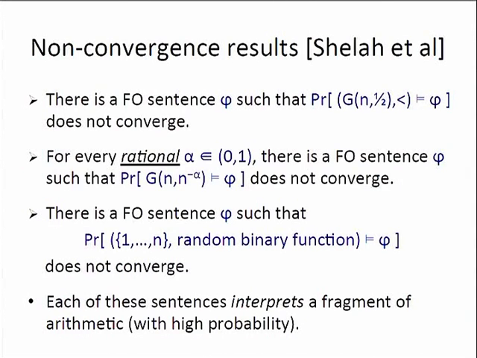And similarly, if we look at a rational number alpha between 0 and 1, then there's a first order sentence phi in the language of unordered graphs such that the probability that G(n, n^(-alpha)) satisfies phi does not converge. And similarly, if we look at a random binary function instead of a random unary function, then again we have non-convergence. There's no convergence law. Each of these counterexamples has something in common: they show that in such random structures, with high probability, you can interpret some very small initial segment of arithmetic, which lets you somehow speak about the size of the structure. So that's how you get non-convergence.